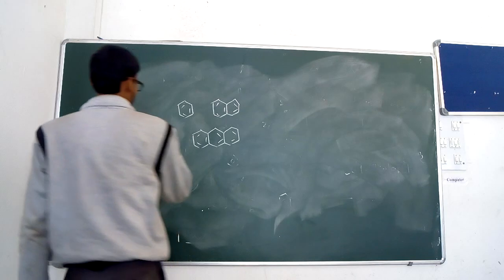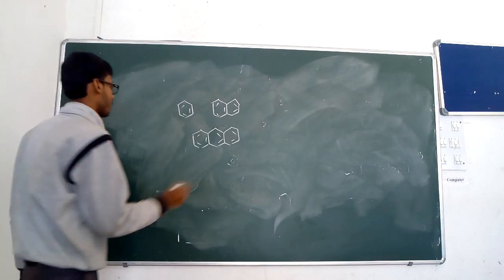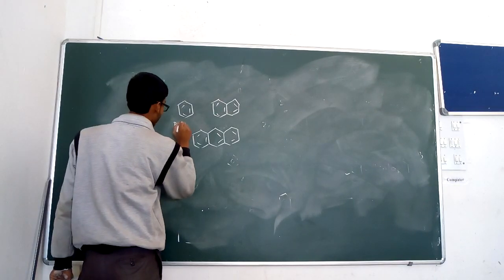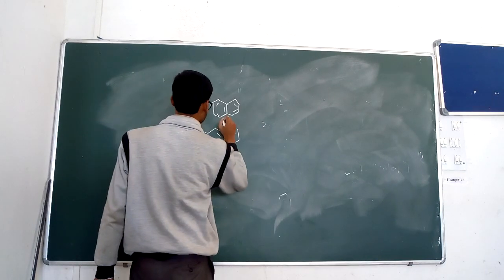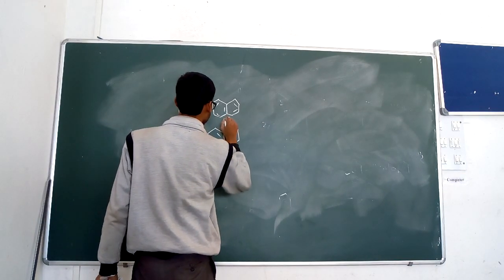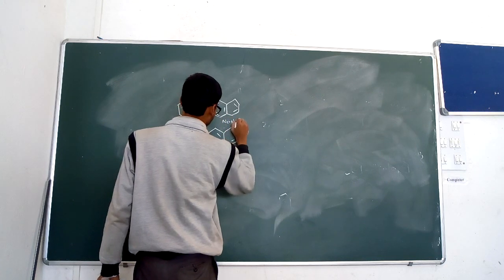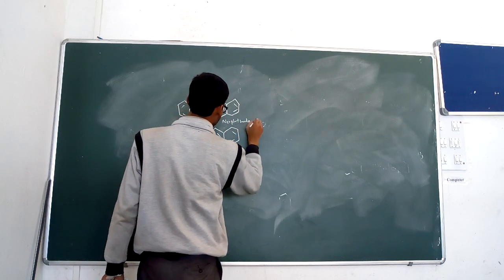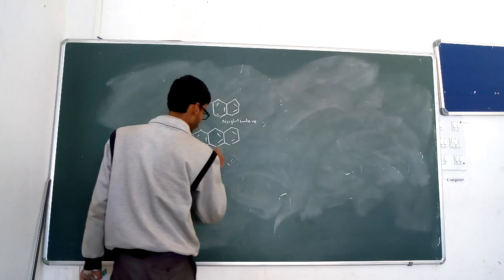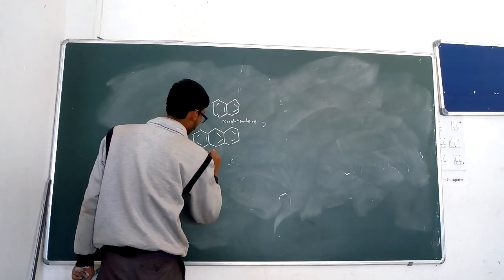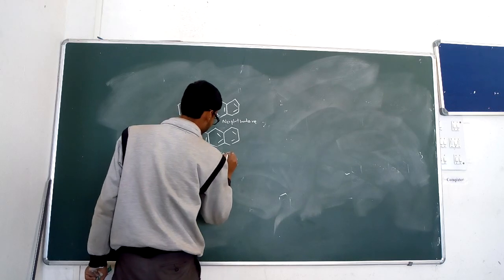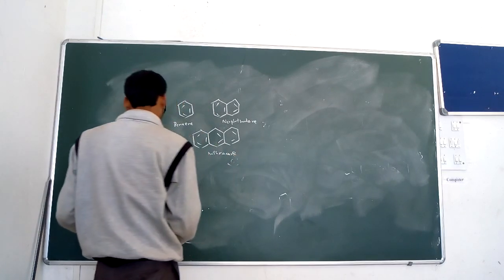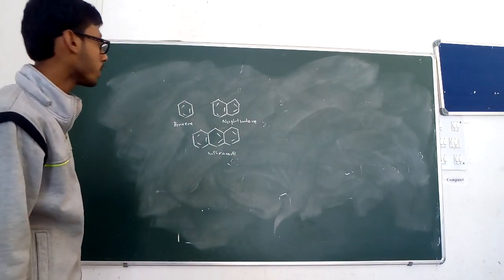Here you can see that there are three structures. You already know the structures. The first one is the structure of benzene, the second one is the structure of naphthalene, and the third one is the structure of anthracene. Now we discuss the resonance energy.